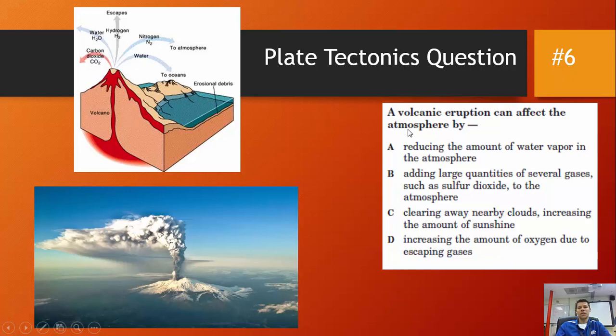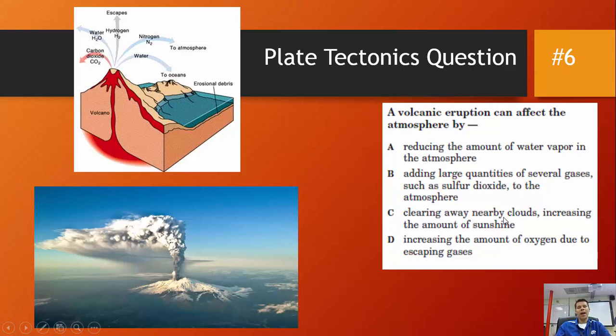Alright, so let's look at our question. A volcanic eruption can affect the atmosphere by reducing the amount of water vapor in the atmosphere. No, it actually will add water vapor to the atmosphere. By adding large quantities of several gases, such as sulfur dioxide, to the atmosphere. Well, B is true. Let's check C and D.